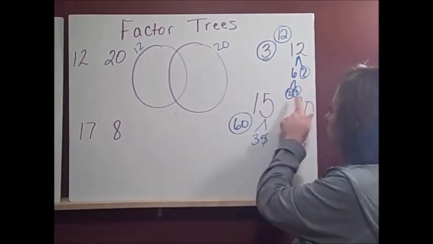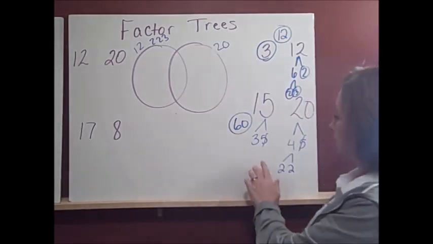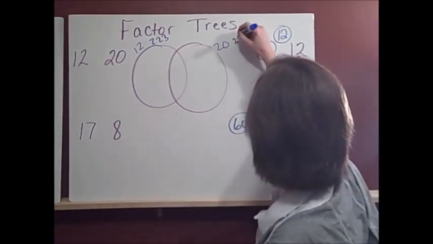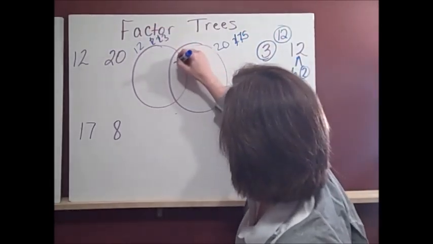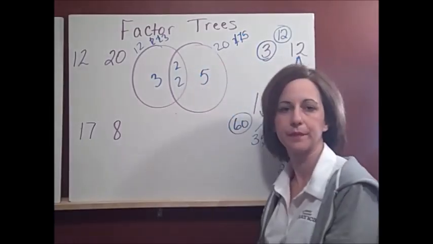For 12, I have a 2 and a 2 and a 3. If I list those up here for easy calculations. And then for 20, I have a 2 and a 2 and a 5. So these are going in the middle. And the 3 is here, and the 5 is here.